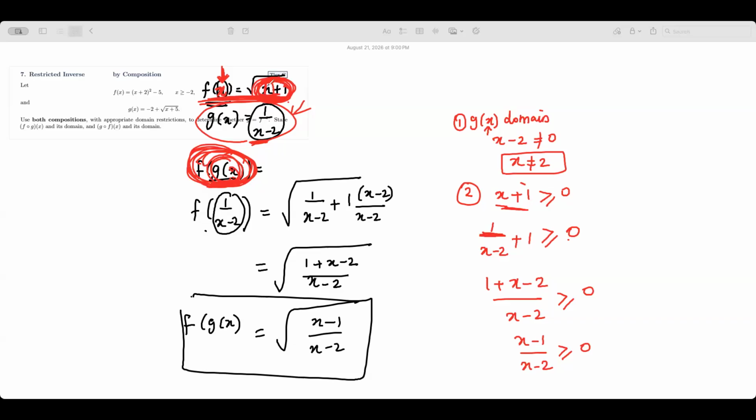As a result, this changes to g of x, which is 1 by x minus 2. So 1 by x minus 2 plus 1 should be greater than or equal to 0. Okay. When you simplify that by taking LCM, meaning this does not have an x minus 2 denominator, right? So multiply by x minus 2, divide by x minus 2 for you to have a common denominator. In that case, it becomes 1 plus x minus 2 by x minus 2, which is x minus 1 by x minus 2 is greater than or equal to 0. Okay. Make sense?